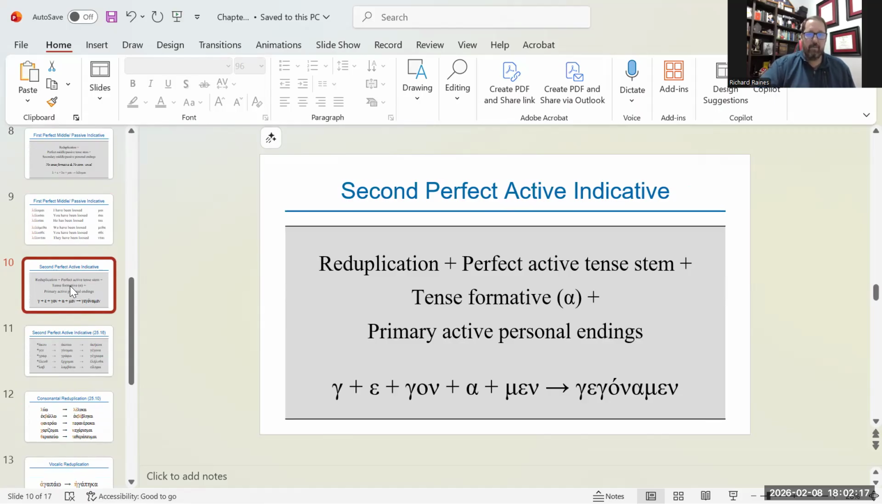Second active, there's your reduplication. We're dealing with gegona, right? The reduplication is the gamma and the epsilon, the stem, and the tense formative. The difference between the first and the second perfect active indicative is that the tense formative in the first is a kappa alpha, and in the second, it's just an alpha.